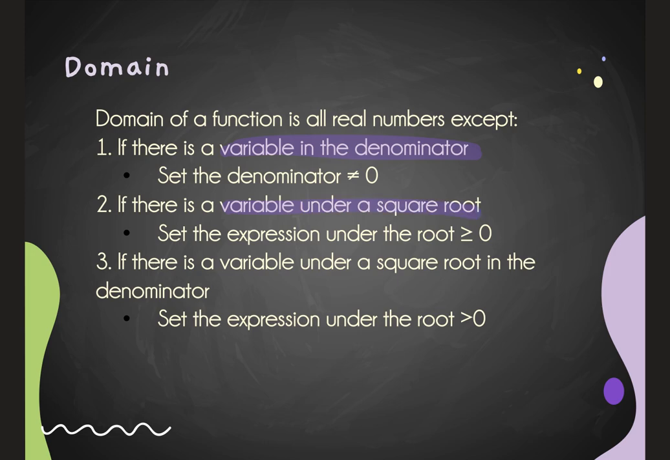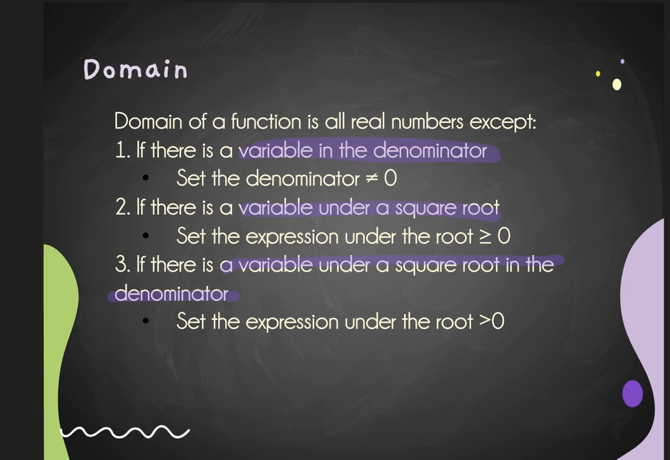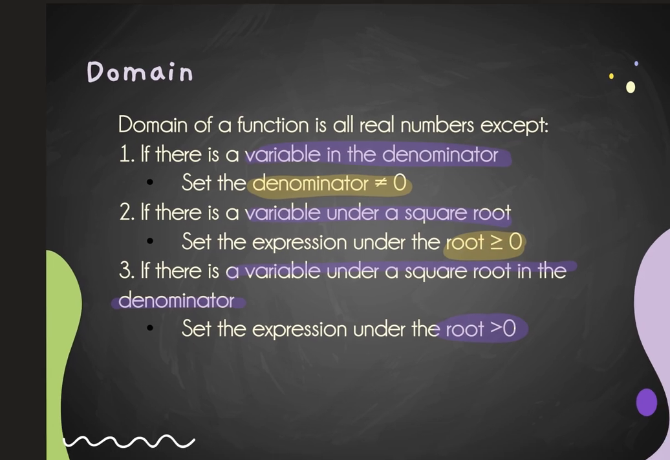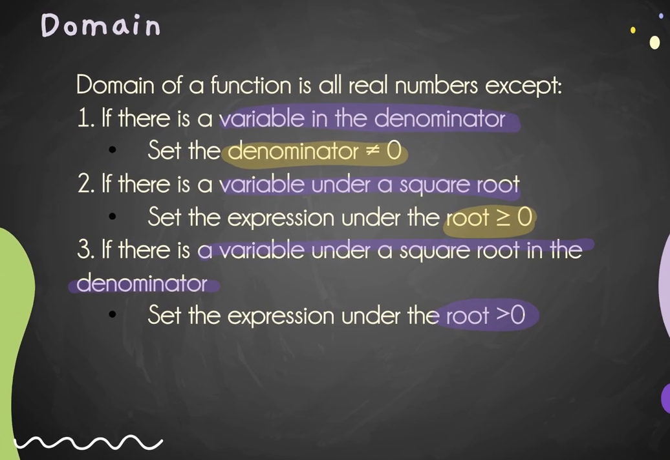So variable under a square root is the second thing we look for. And the third is the combination of the two. The third says there's a variable under the square root in the denominator. And if that happens, then we can't say it's greater than or equal to 0 because now it's in the bottom. Now we say it has to be greater than 0. So in the denominator, not equal to 0. Under a square root, greater than or equal to 0. Both combined, greater than 0.